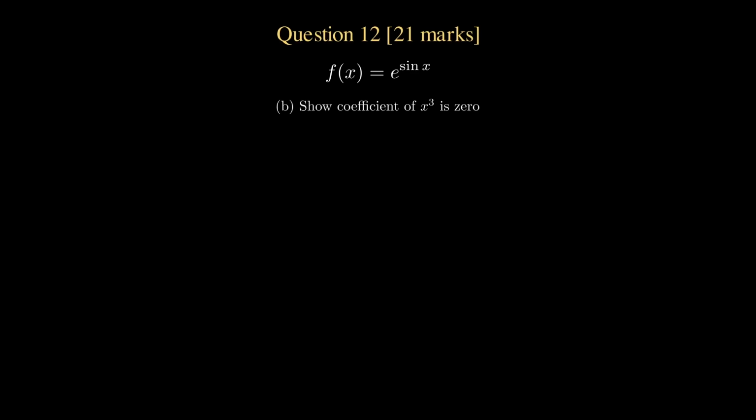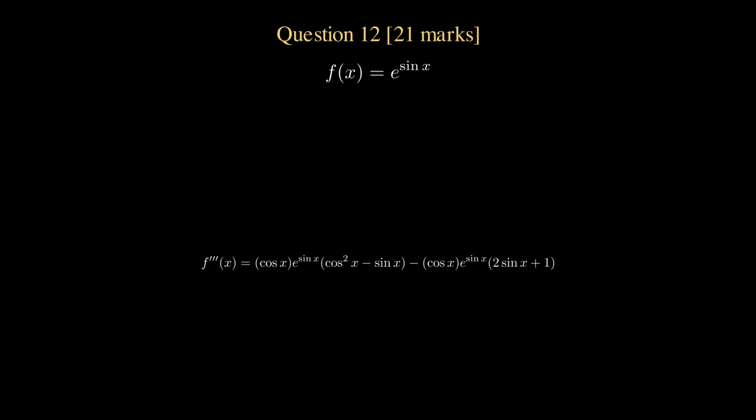Part B. Show that the coefficient of x cubed in the Maclaurin series is 0. Method 1. Differentiate f double prime. Differentiating f double prime gives this expression. Evaluating at 0, we get 1 times 1 minus 1 times 1, which equals 0. Therefore the coefficient of x cubed is 0.